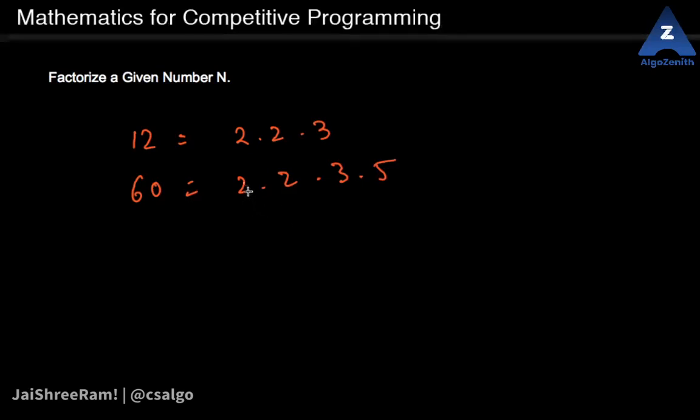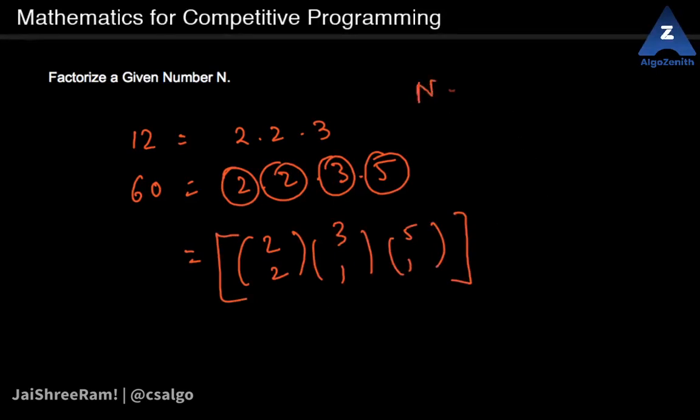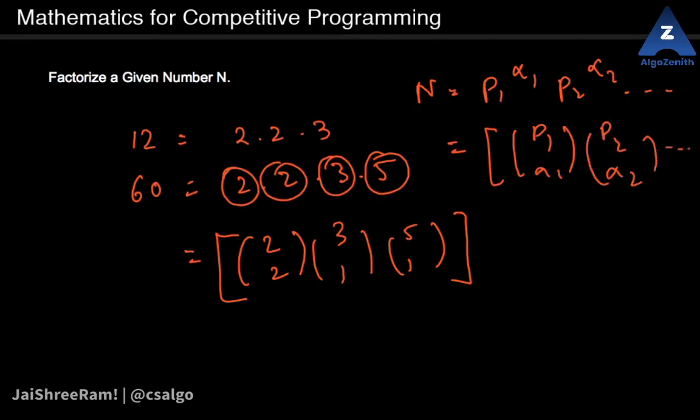Rather than keeping these separately, it sometimes helps to get the prime and its count. So we would write that 2 comes twice, 3 comes once, 5 comes once. This is a much better representation of prime factorization. We generally write prime factorization even in a notebook in such a format, that n is equal to p1 to the power alpha 1, p2 to the power alpha 2, and so on. So it's natural to find the prime factorization in the format p1 alpha 1, p2 alpha 2, and so on. This is much better than just finding the factors in random order.